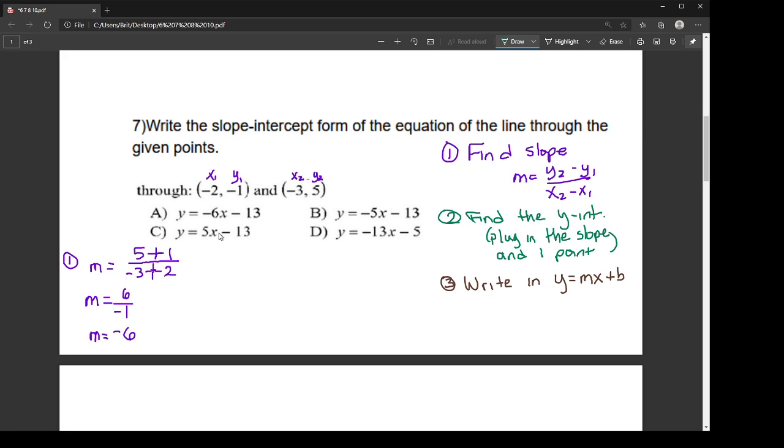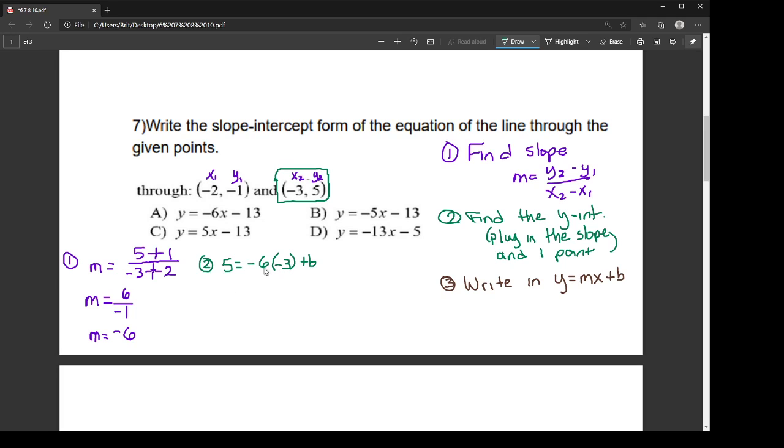Now step 2 is to find the y-intercept. So I'm going to pick one of my points. Alright, I'm going to pick negative 3, 5, only because there's fewer negatives in it. Now where the y is in y equals mx plus b, I'm going to put a 5 equals. Now we just found our m. Our m is negative 6. Our x is negative 3. And then plus b. So now we need to just solve for b.